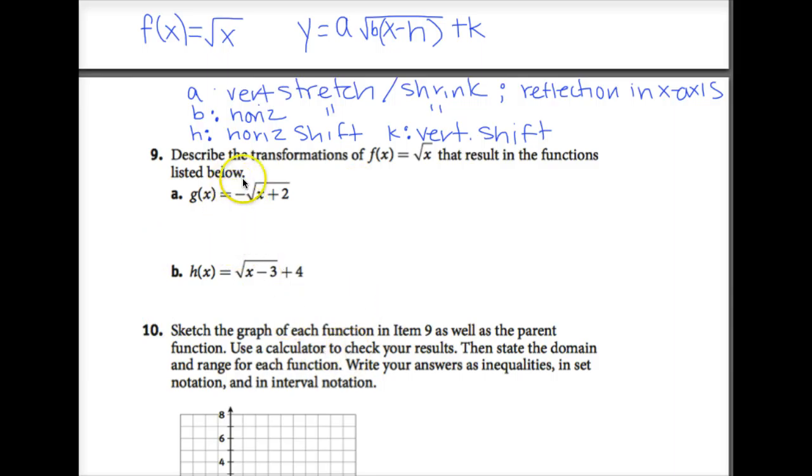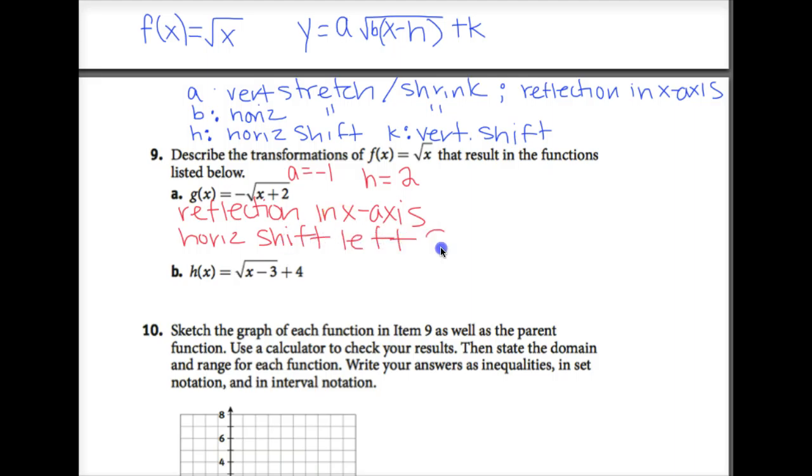So this number in front, that's an A value, and the A value here is -1. So if A is -1, that means that there's a reflection in the x-axis. This value, the +2 underneath, is an H value. So H equals 2, and it's a +2, which means it's a left horizontal shift. So horizontal shift, left 2.